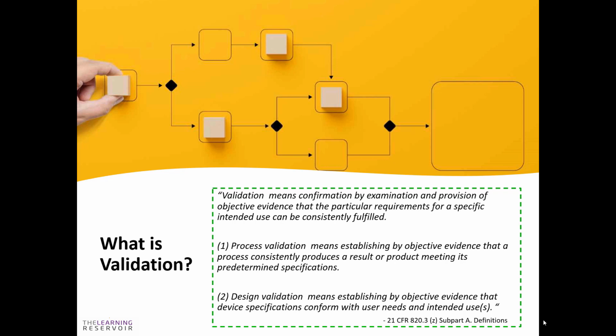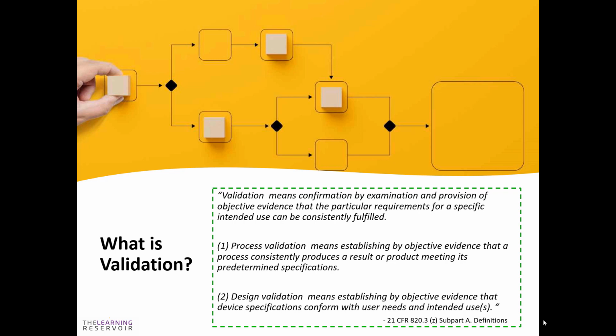So in other words, what that means is that if you are filling product on a packaging line, if you validate that packaging line process, that means that you can use that packaging line, and because it's validated, you know that it should be giving you consistent results.